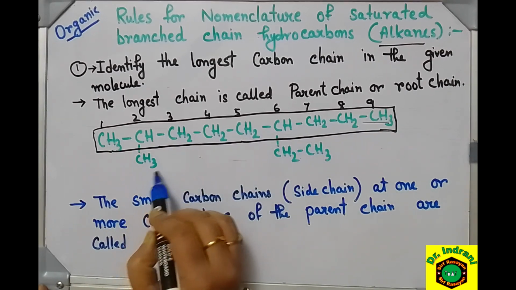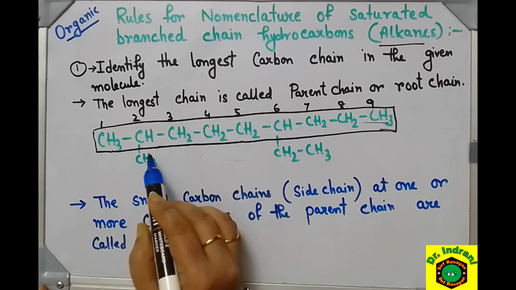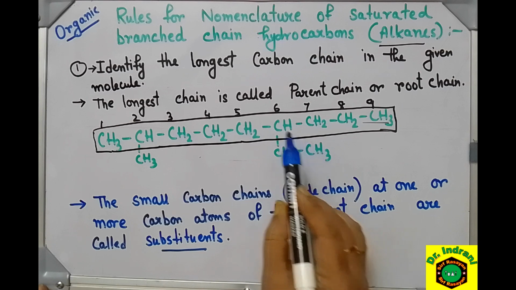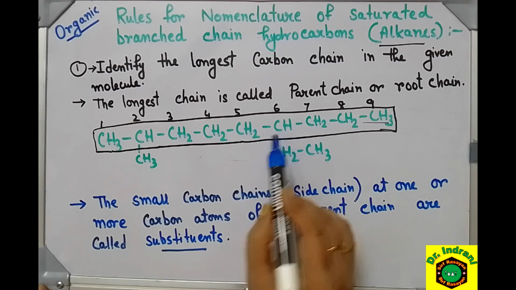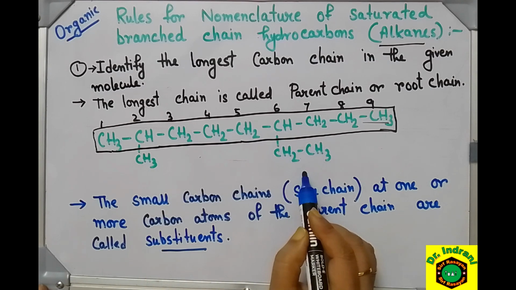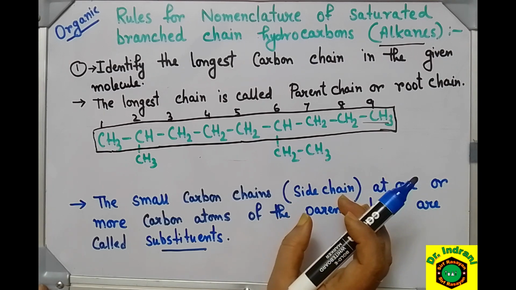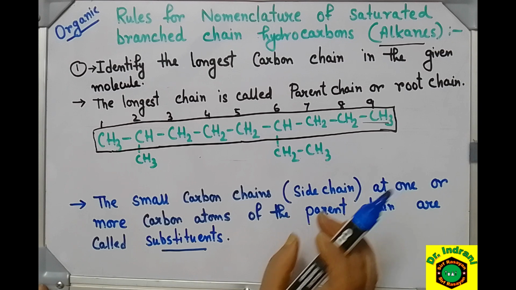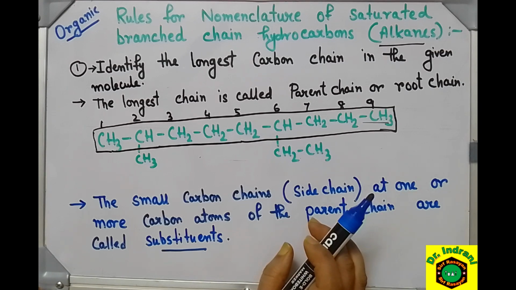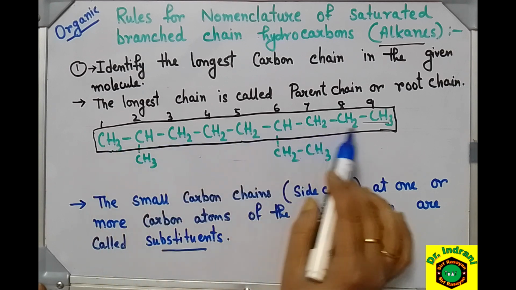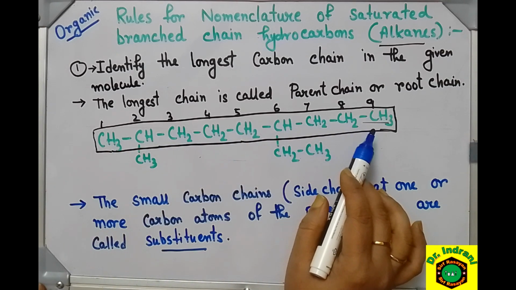Here see, a methyl group is attached with this carbon atom of the main chain. Here an ethyl group is attached with this carbon atom of the main chain. So these are called substituents. Alkyl groups are substituents. Another thing you have to remember: this parent chain need not be straight.